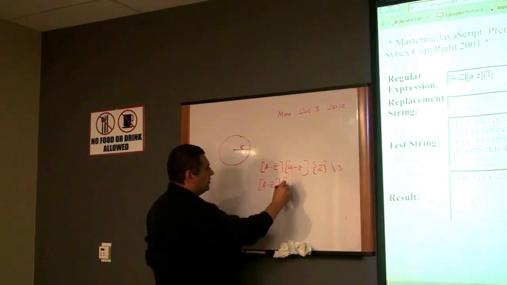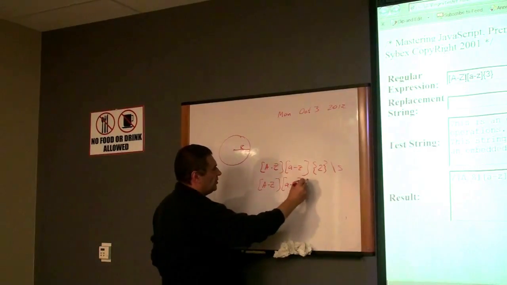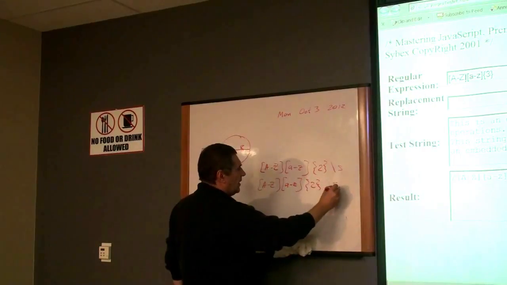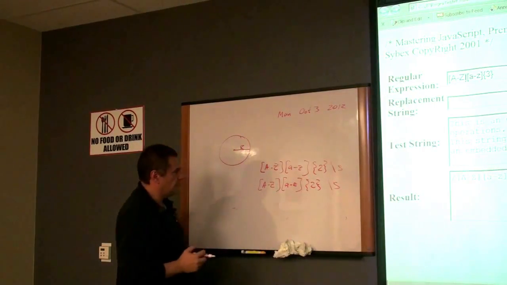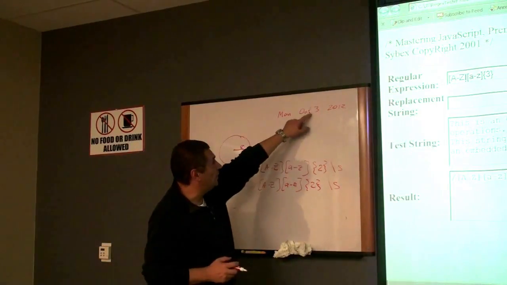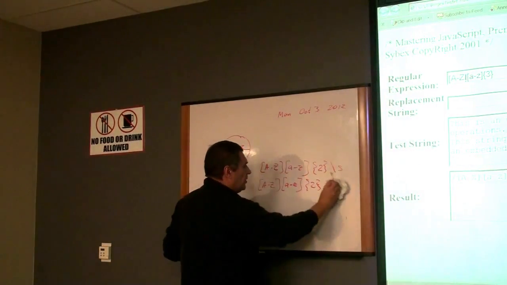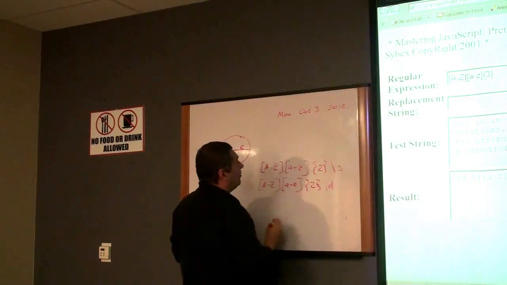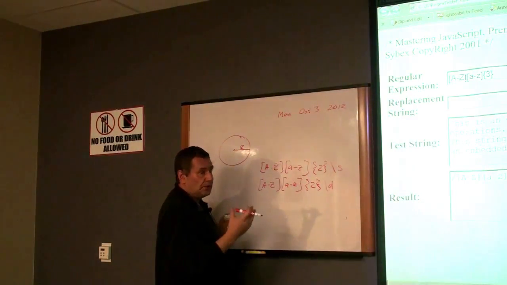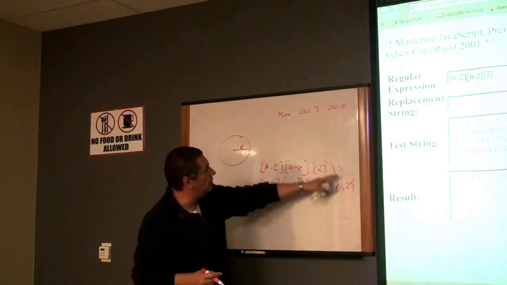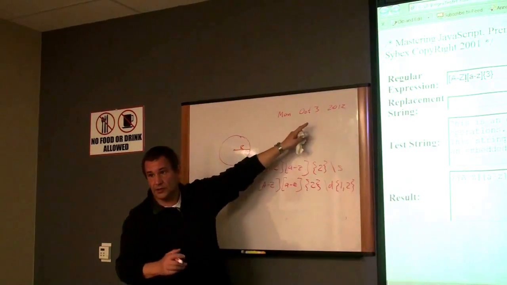followed by A to Z lowercase twice, which is followed by a backslash s, space. Then the day, October 3, which should be followed by the digit. And how many digits do we have? We have either 1 or 2. This is not strictly correct, because if it shows October 99, this is not valid.